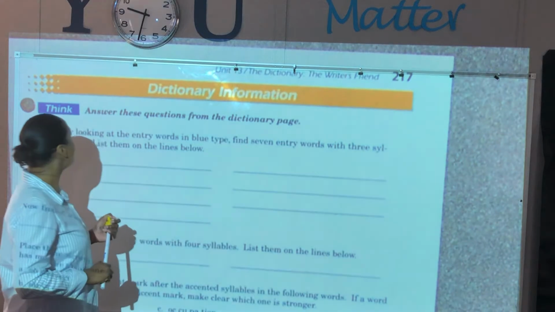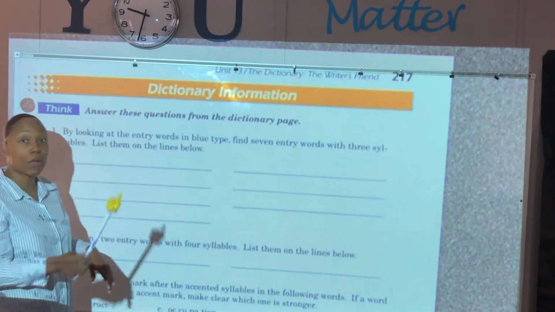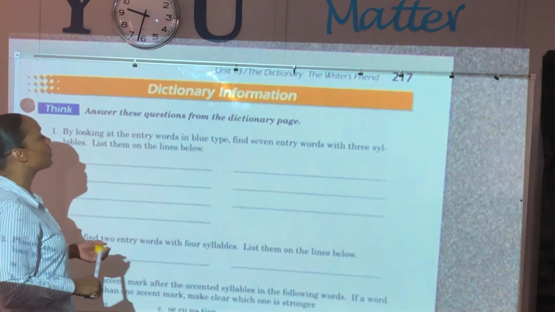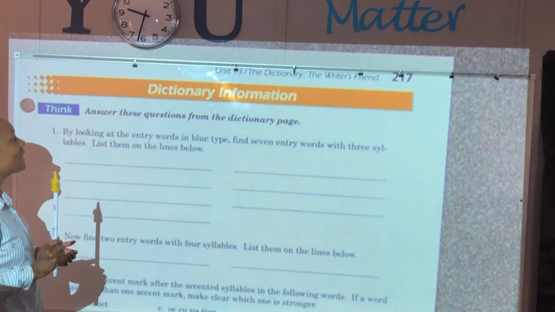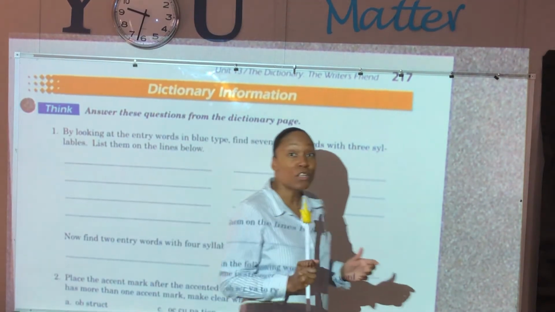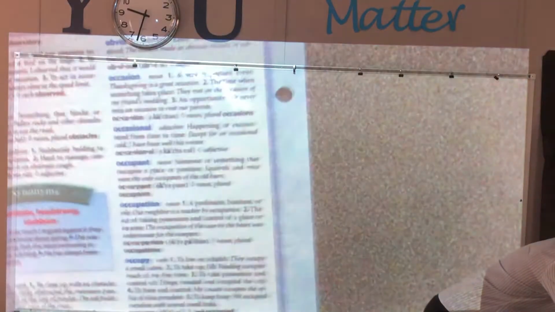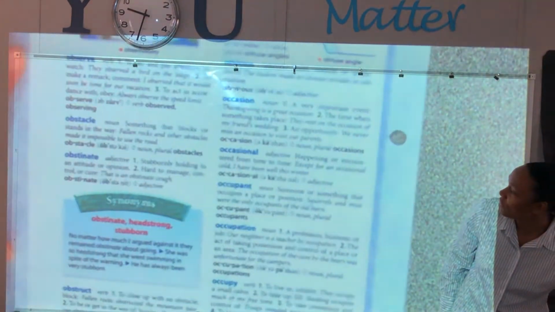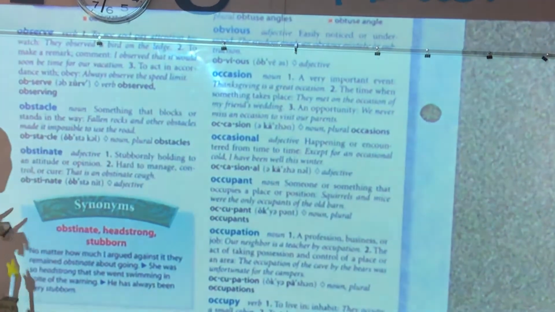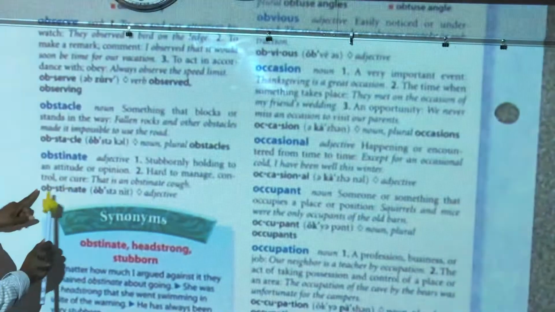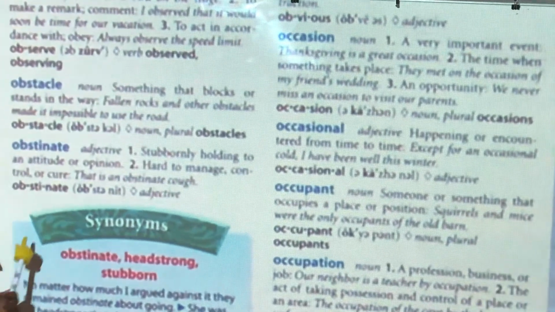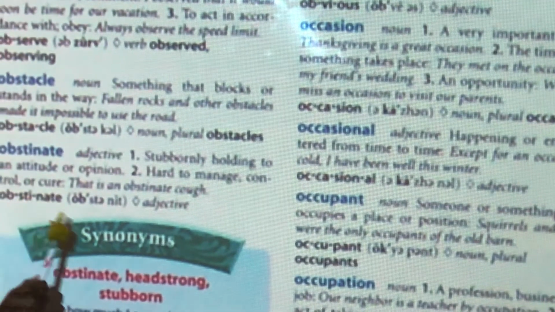Okay, on page 217 it's asking you to answer these questions from, again, the dictionary page 216. All right, so it says, by looking at the entry words in blue type, find 7 entry words with 3 syllables and list them on the lines below. So now what you need to do is go back to page 216 and just look over that list. And again, I'm going to give you a hint. If you're looking for syllabication, you'd look towards the end. In this particular case, obstinate. Obstinate.